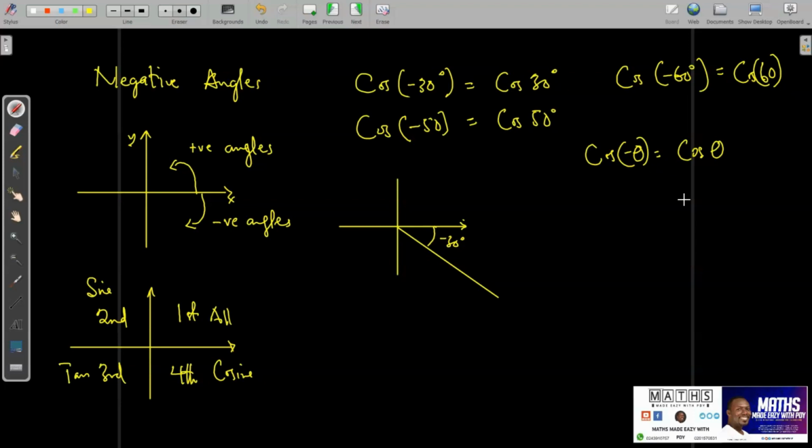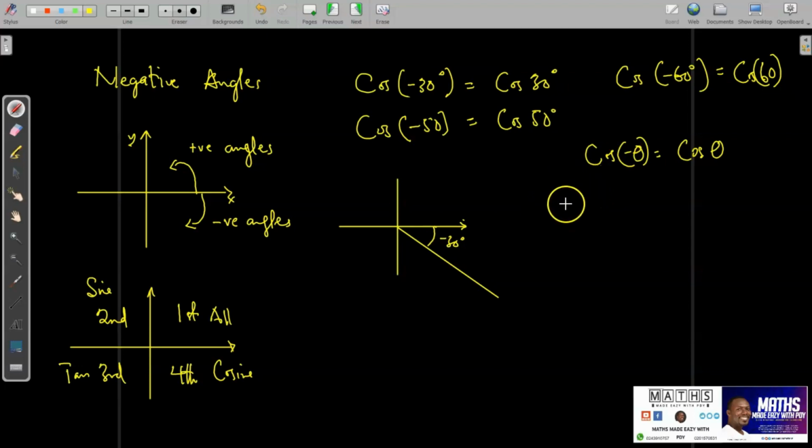Likewise, program cos, just edit it and make it negative 60. You realize that it will give you the answer as half. So cos of a negative angle automatically becomes cos of that positive angle. Please, are we all okay?